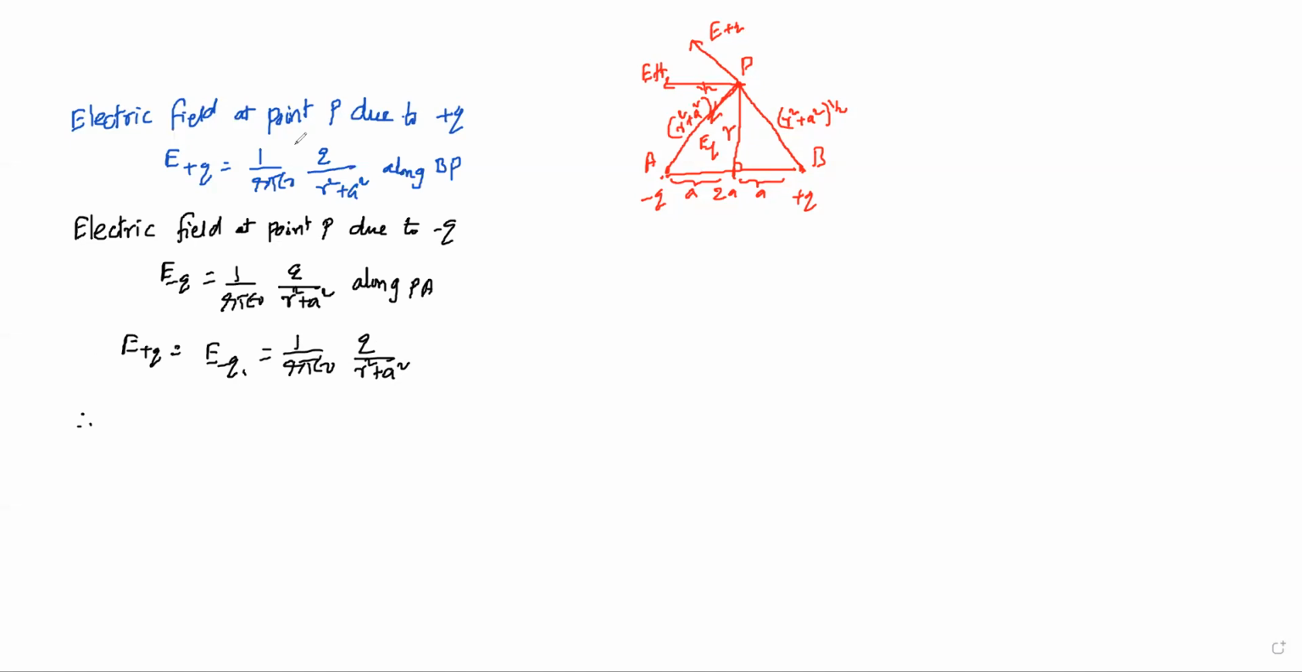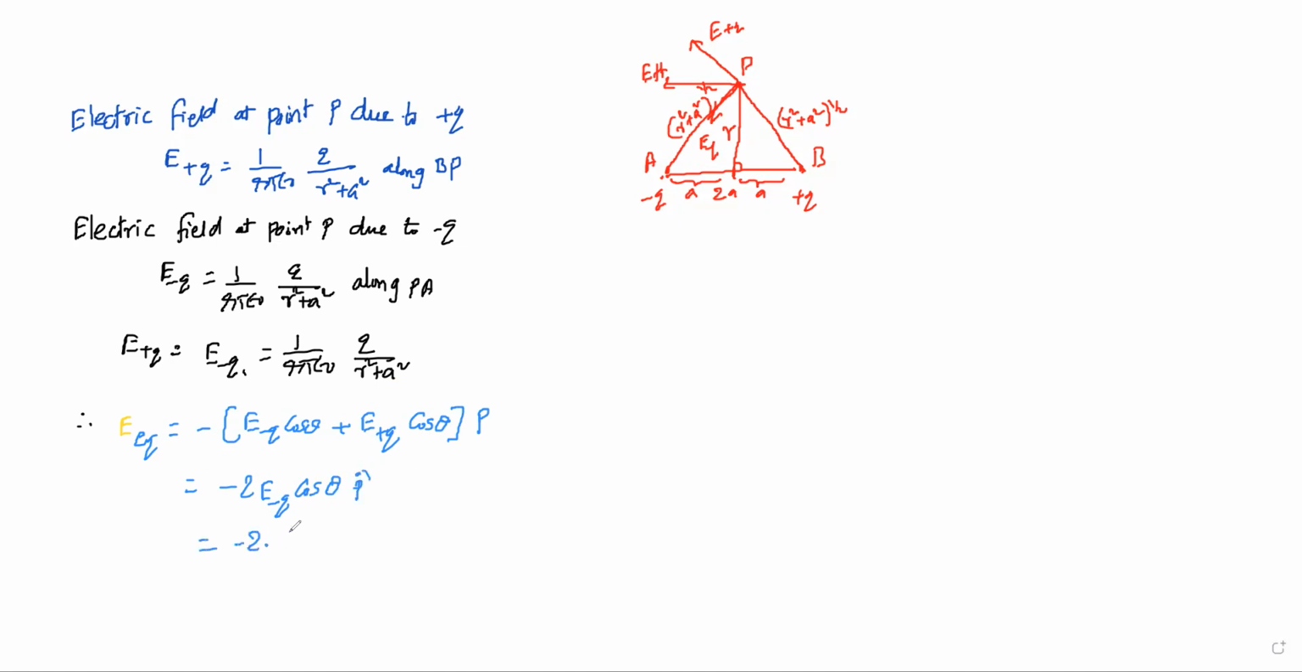Alright. Therefore, we can find out E equatorial. So, E equatorial line is equal to minus of (E minus Q cos theta plus E plus Q cos theta) into p cap. That is equal to, both are same, so minus 2 E minus Q cos theta into p cap.